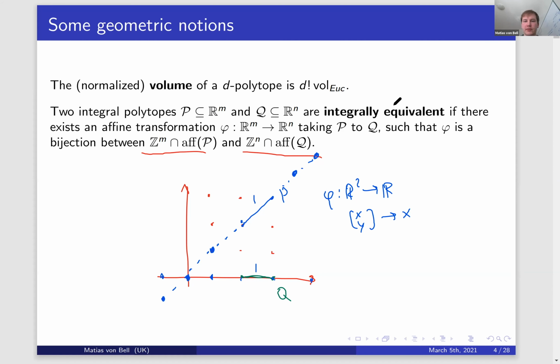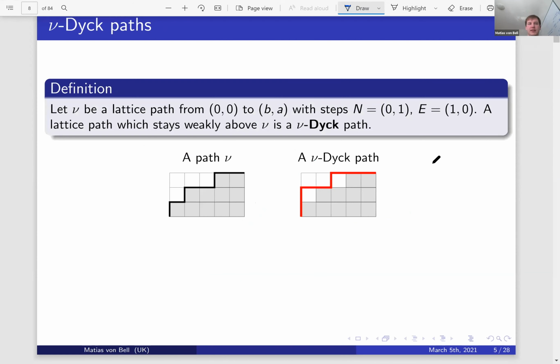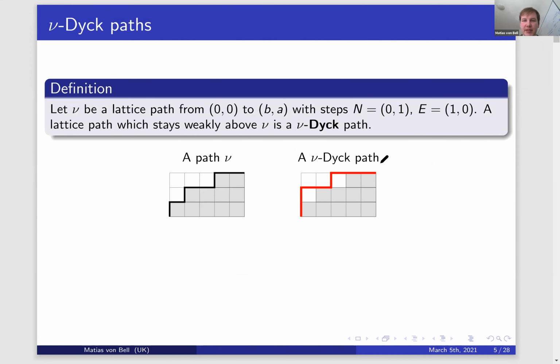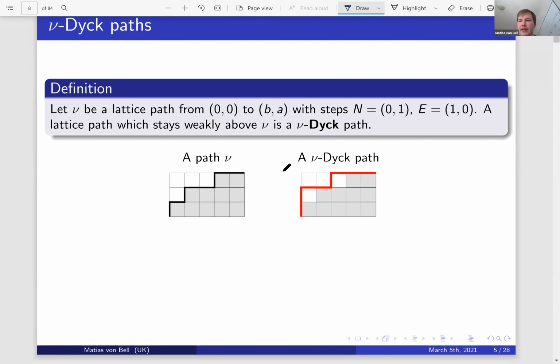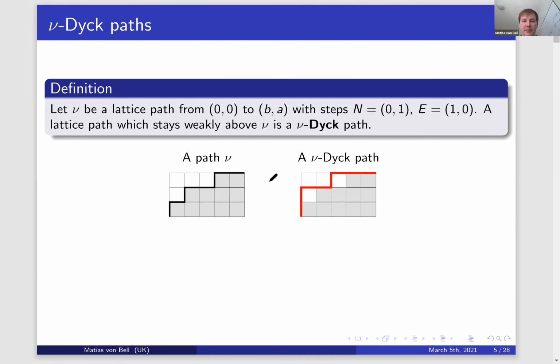Okay. So these are some geometric notions that will be going on in the background, but let's talk about some combinatorial structures as well. So we've got nu-Dyck paths. These are things that will show up. You might have heard of Dyck paths before. They are very common combinatorial objects. This is a particular generalization of them. We start with a path called nu from the origin all the way to some endpoint (b, a), in this case (5, 3). And then a nu-Dyck path is a path that stays weakly above the path nu that we chose.